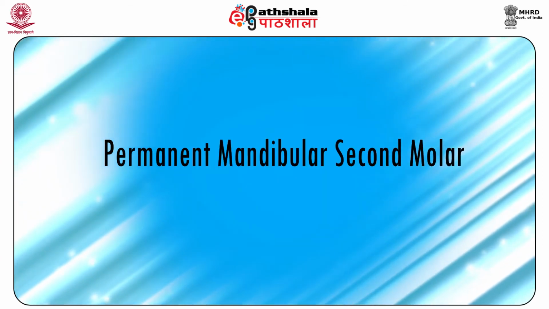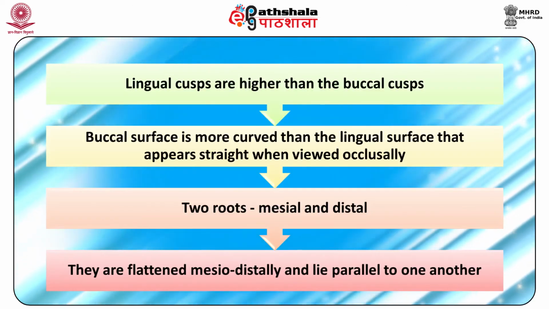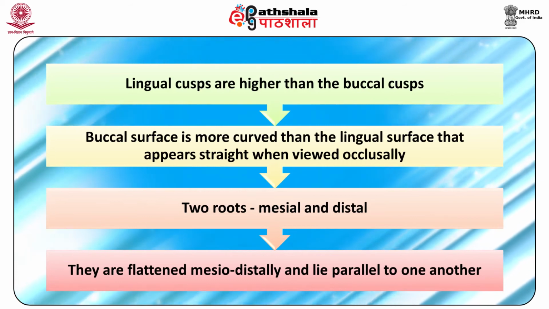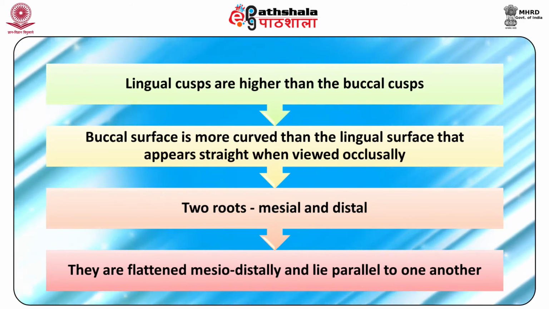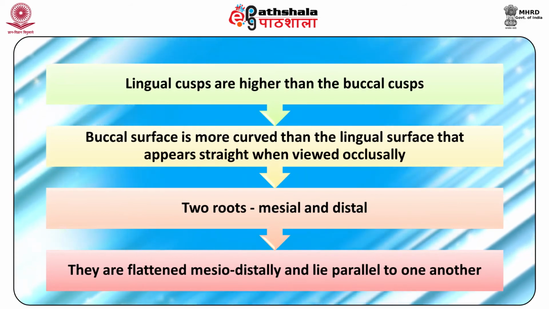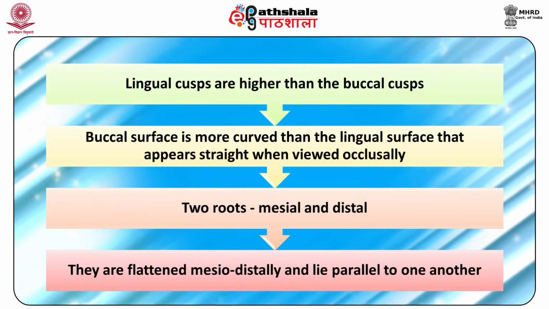Then coming on to the permanent mandibular second molar. The crown has 4 cusps placed symmetrically at each corner of the rectangular occlusal surface. The lingual cusps are higher than the buccal cusps. The buccal surface is more curved than the lingual surface, which appears straight when viewed occlusally. There are 2 roots, mesial and distal. They are flattened mesiodistally and lie parallel to one another. The crown and root of the mandibular second molar incline lingually but only to a small degree, hence insignificant observation of the mesial or distal surface may be seen from this aspect.